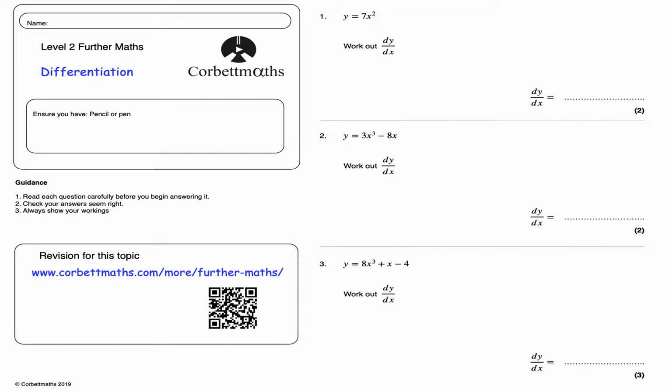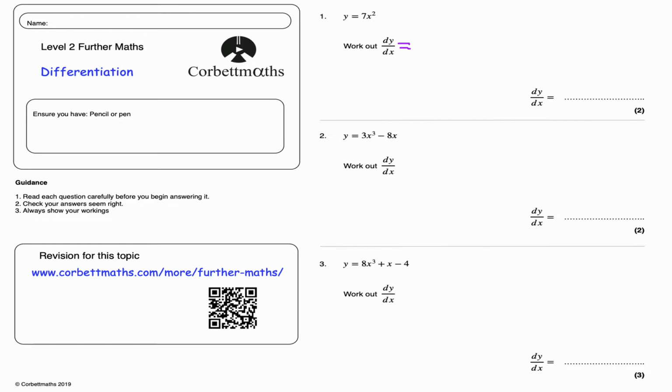We're going to start with question number 1. I've got the function, or the curve, y equals 7x squared. I've got to work out dy by dx. Now, dy by dx means the change of y with respect to x.